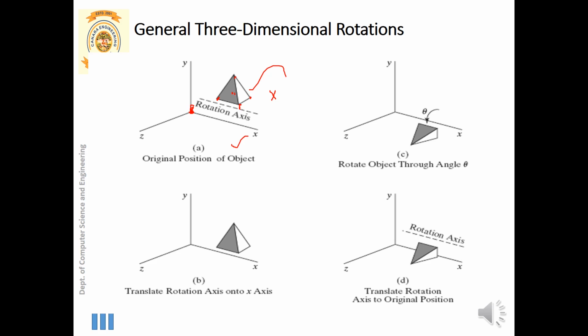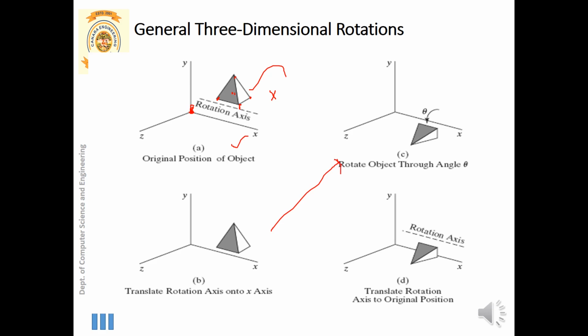Since I am performing the rotation by an angle theta now, along which axis will it rotate? It will rotate along x-axis. Why? Because the object is already translated to a position such that the object is aligned along x-axis. Once it is aligned along x-axis, now you can do the actual rotation. So that is rotation along x-axis.